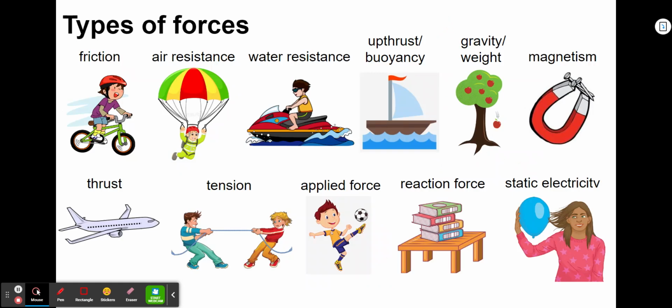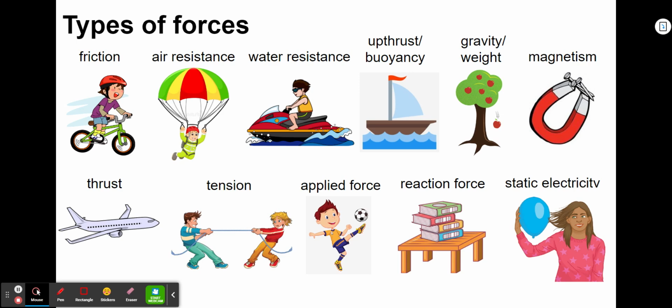And there are loads of different types of forces. As you can see here, we have some friction caused by the wheels running against the road surface. We have air resistance by the air bashing against the top of the parachute, slowing down the parachutist. Similarly, we have water resistance. As this jet ski slides across the sea, there'll be water resistance between the bottom of the jet ski and the waves. We have upthrust and buoyancy. This is shown by the boat not sinking, as the water pushes back on the boat to keep it afloat. We have gravity or weight.